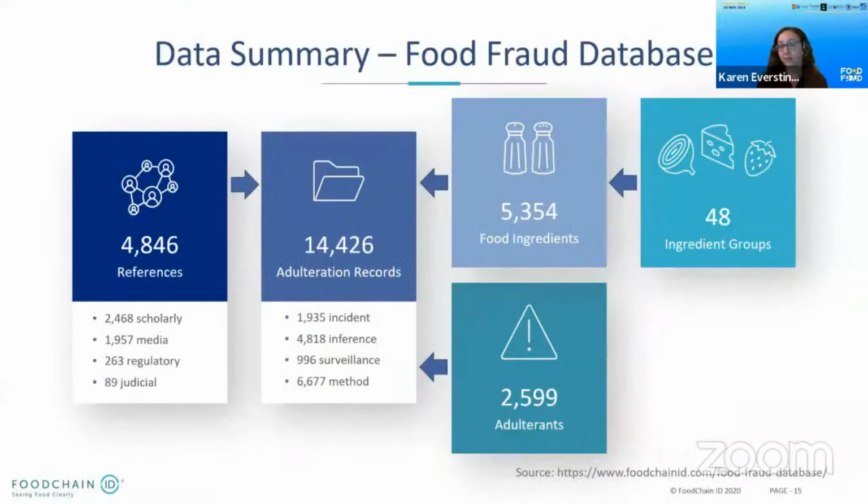This is just a high-level summary of the information that's in the database currently. This was current as of about 2 weeks ago. You can see we have more than 14,000 records, almost 5,000 primary source references. And again, you can see we've got almost 5,000 inference records, but only about 2,000, just under, incident records. Incidents are prevalent, but not as prevalent, I think, as you think.